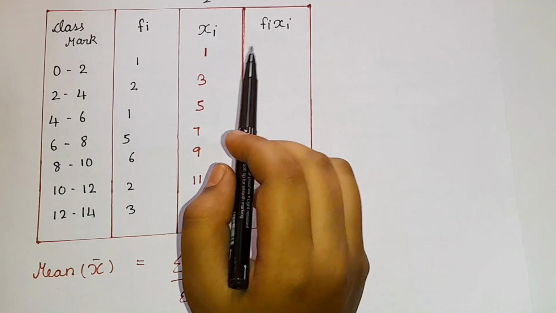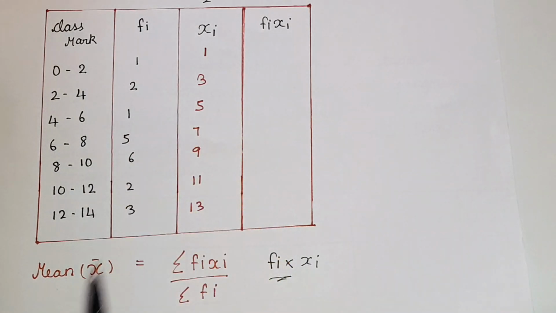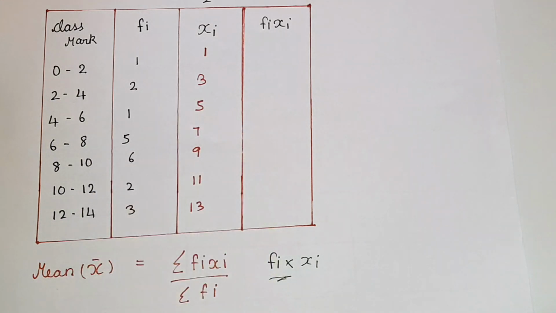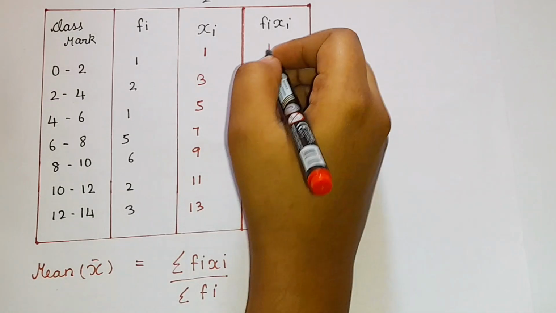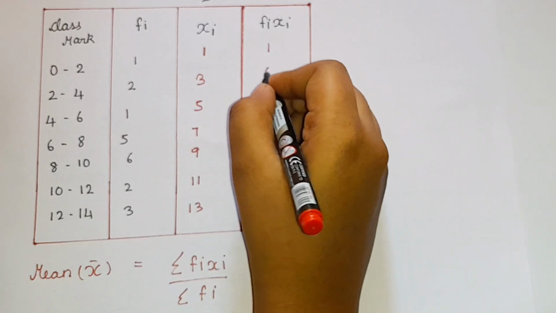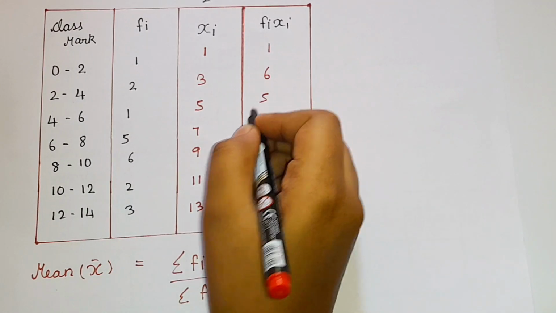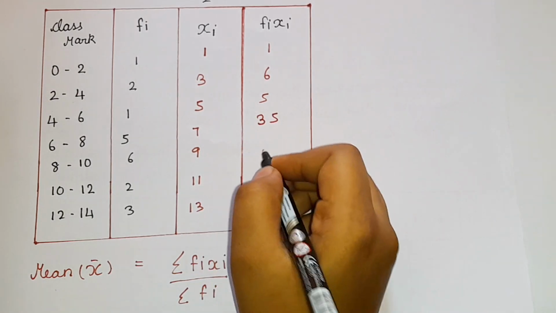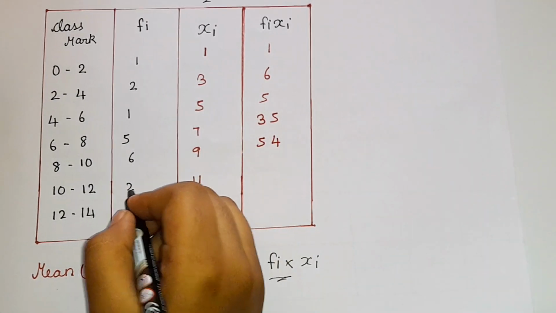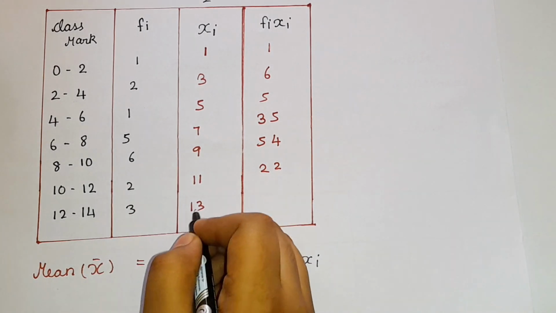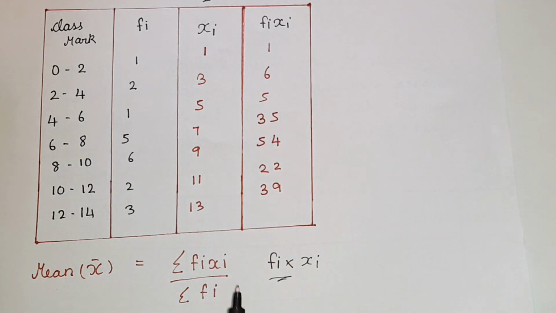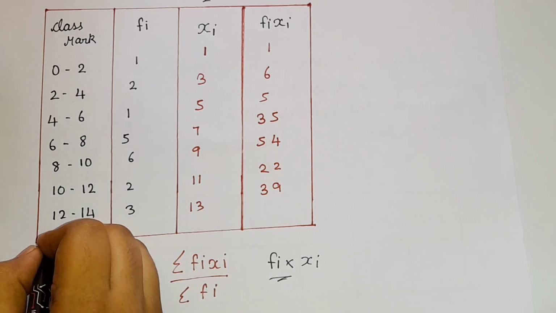So here remember guys, the fi is these values, xi is these values, okay. So we are supposed to multiply 1 into 1. So 1 into 1 is 1, and 2 into 3 is 6, and 1 into 5 is 5, and 5 7s are 35, and 6 9s are 54, and 2 into 11 is 22, and 13 into 3 is 39, okay. So now let us add these, okay. So I'll write total here.